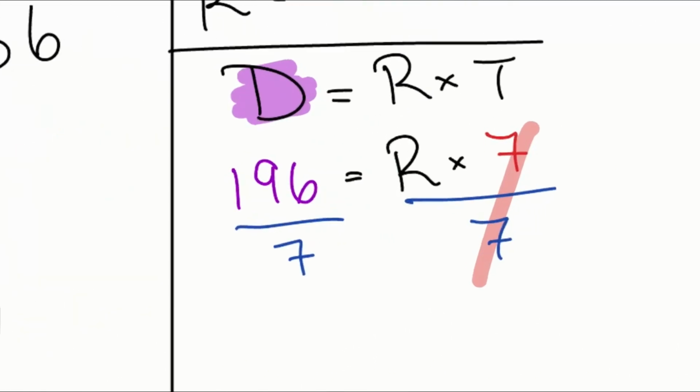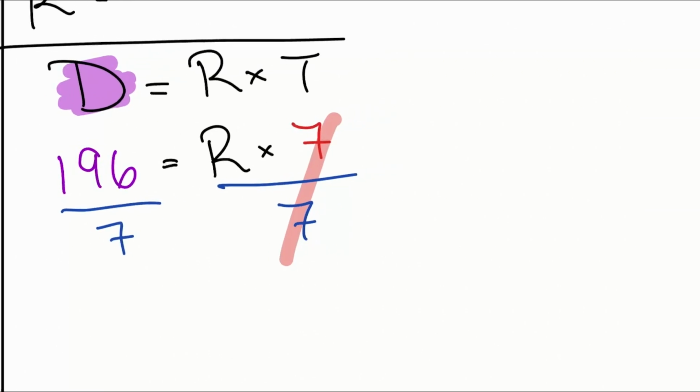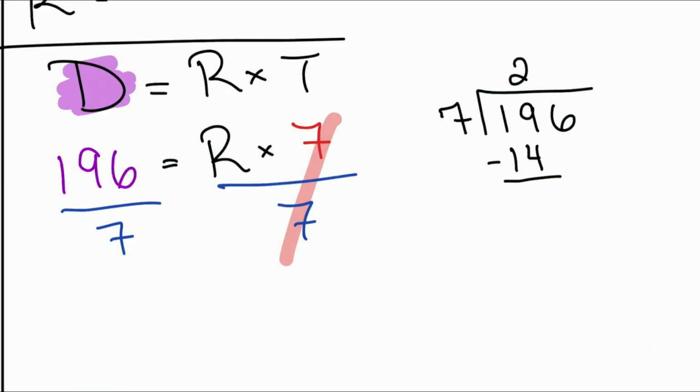So I'll zoom on in and I'll do the long division for 196 divided by 7. And we're good to go from there. So 7 going into 196. 7 goes into 19 twice. 2 times 7 is 14, so we'll subtract that right there. 19 minus 14, that's going to give us a leftover of 5.